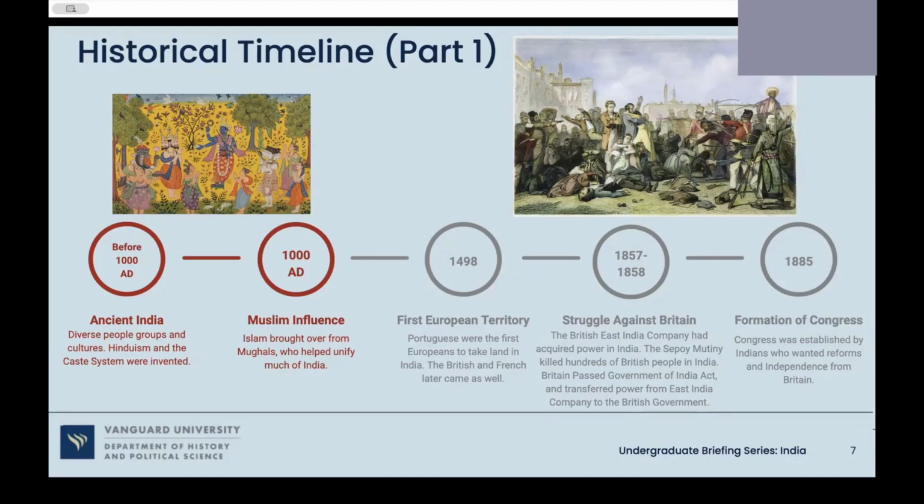And the reason for the struggle is a private company called the British East India Company, which acquired a lot of power in India through trade and other factors. And the Sepoy Mutiny killed hundreds of British people in India.